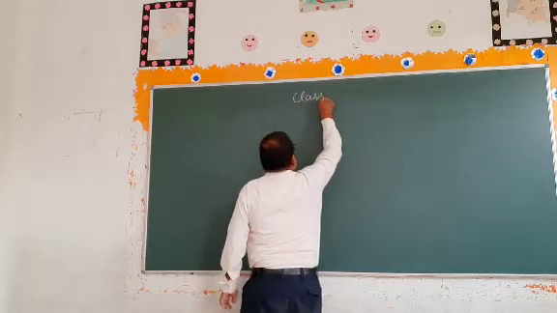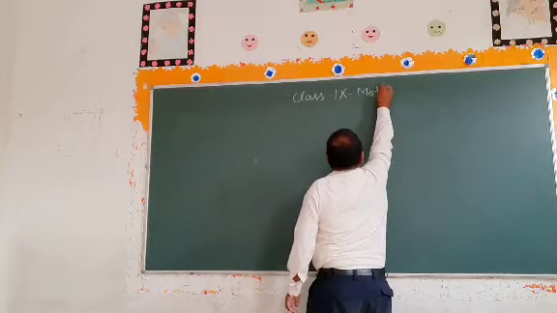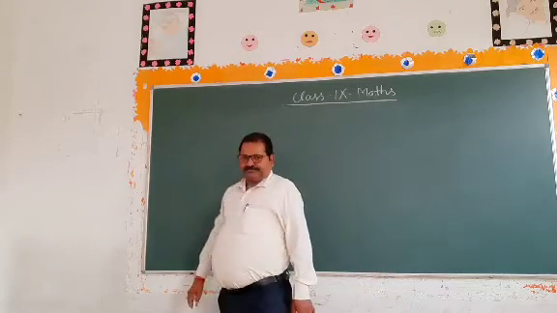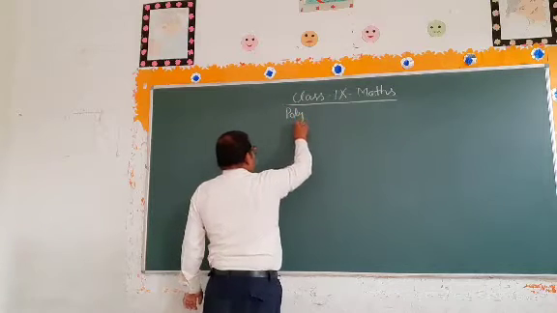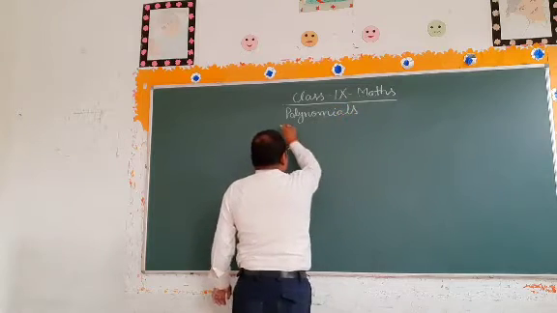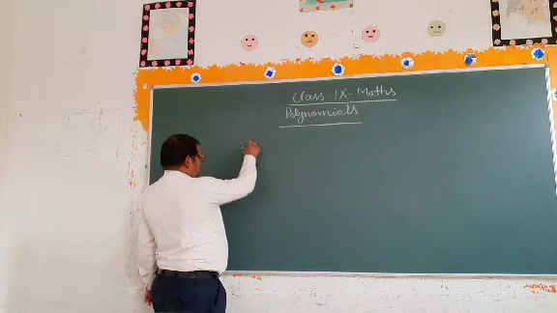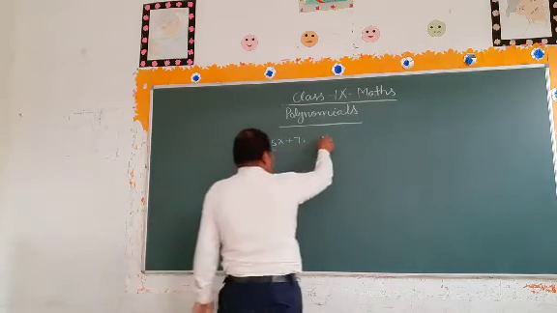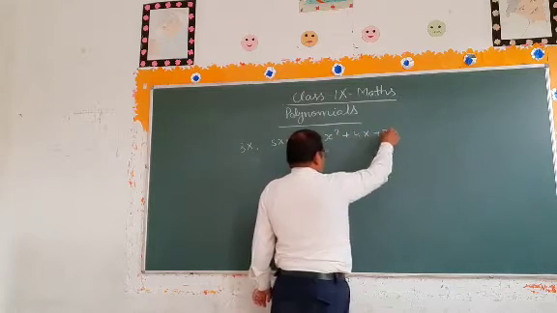Class 9 maths. Polynomials. 3x, 5x plus 7, x square plus 4x plus 2.